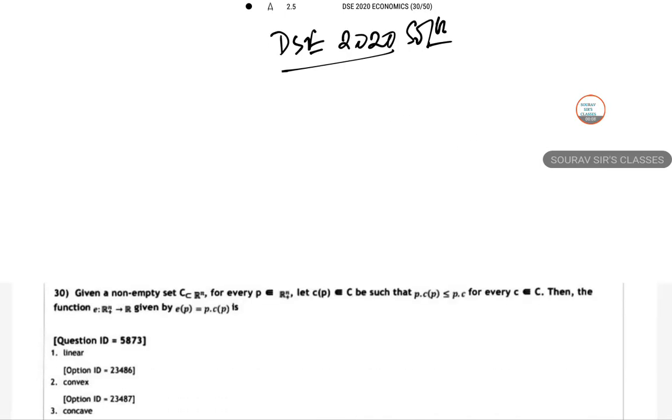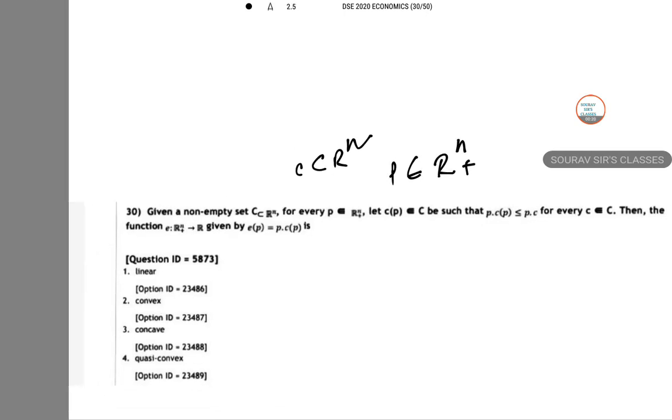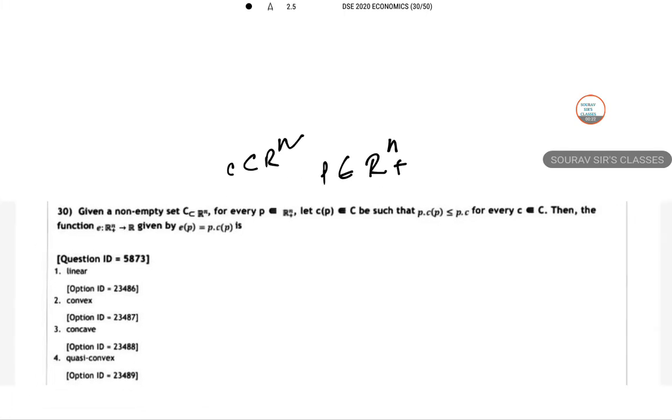This is part 7. We are solving from question number 30. It's a maths question. A non-empty set C is a subset of Rn. It's actually given in this way. For every P belonging to the positive reals, let Cp belong to C such that P dot C of P is less than or equal to P dot C for every C in capital C.